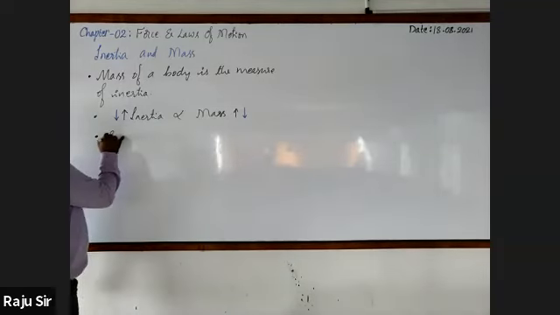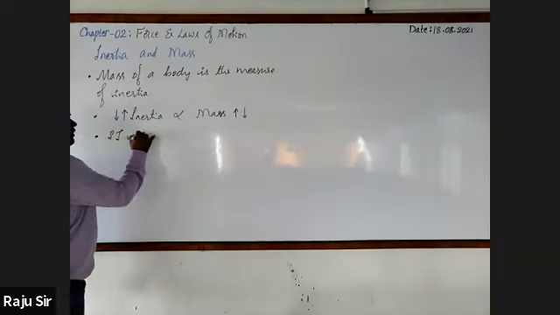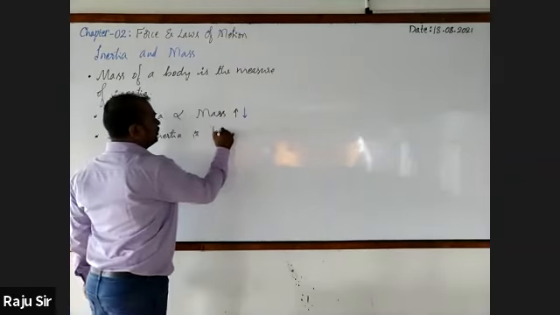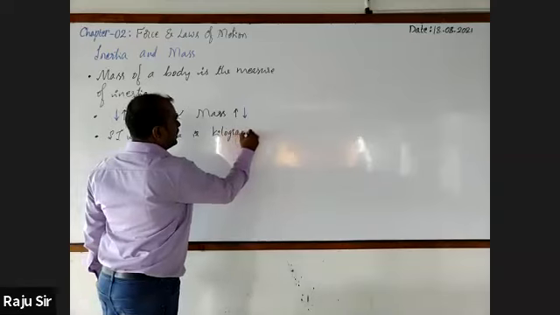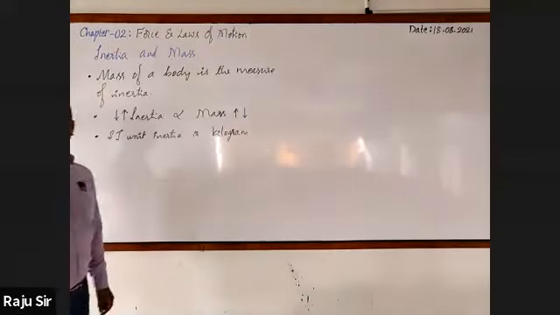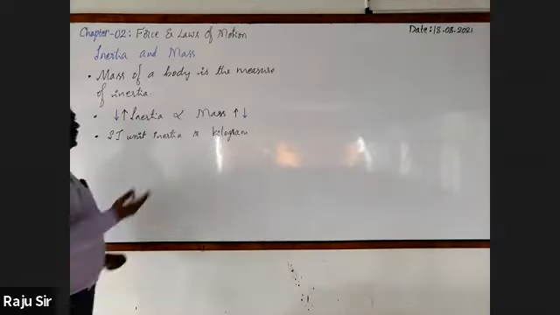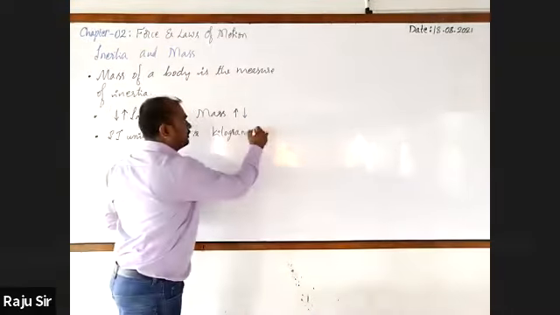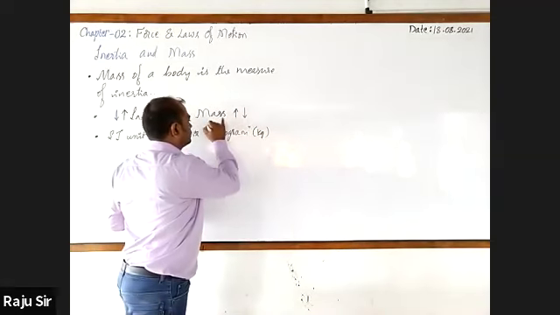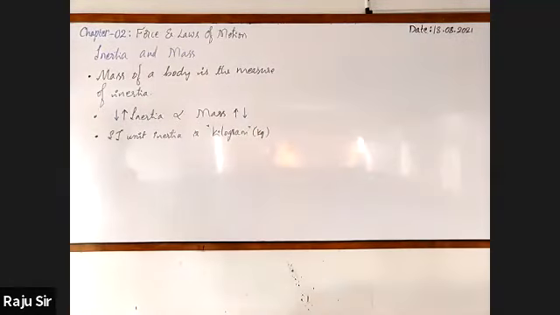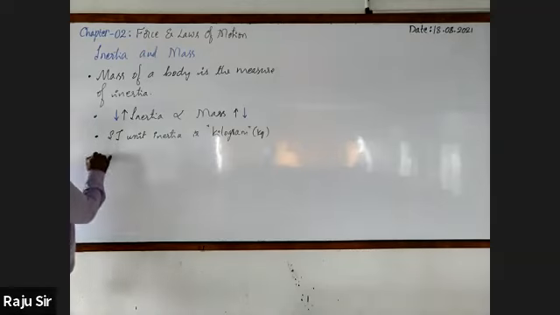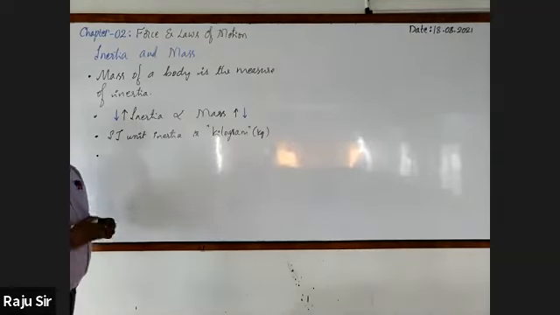Then the unit of inertia is kilogram. As the mass of a body is measured in kilogram, the unit of inertia will also be kilogram. In bracket, you can write kg.